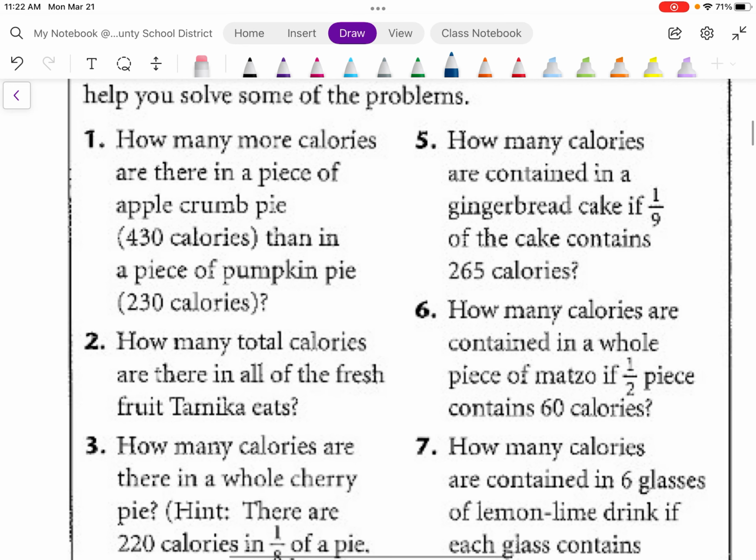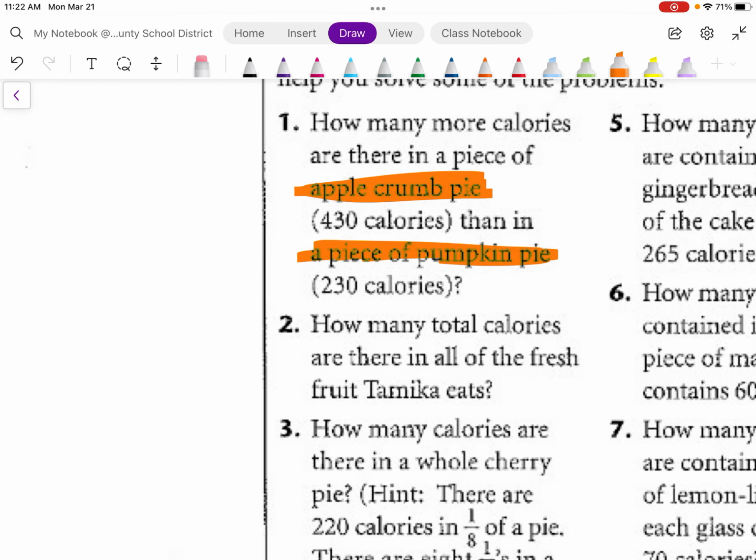And then for the next part, you are also going to use the chart to help you. So doing number 1 together, how many more calories are there in a piece of apple crumb pie than in a piece of pumpkin pie? And thankfully they wrote down the calories here. Otherwise, you can go to the previous page and look them up.